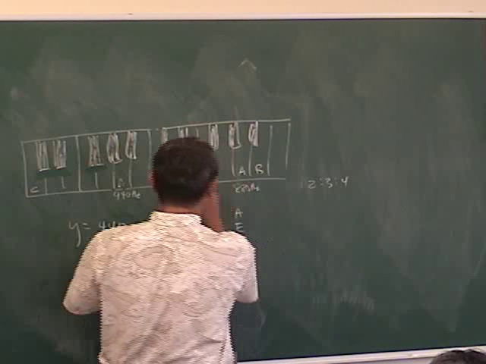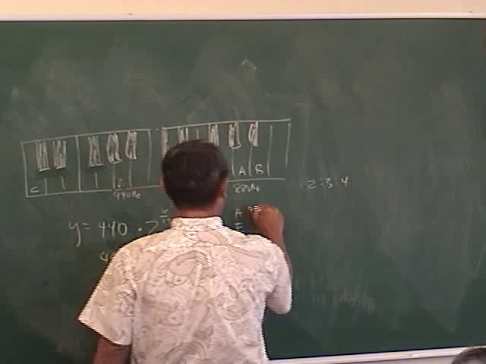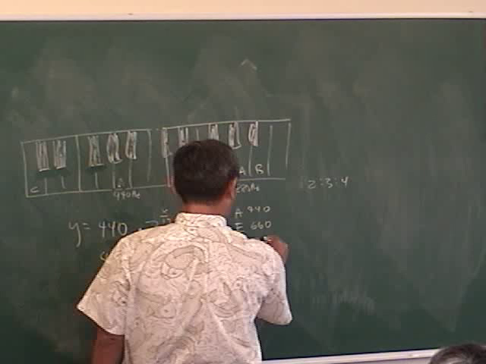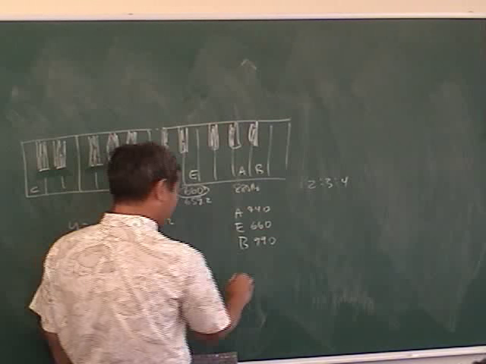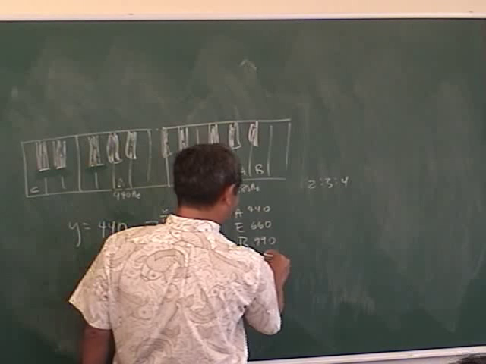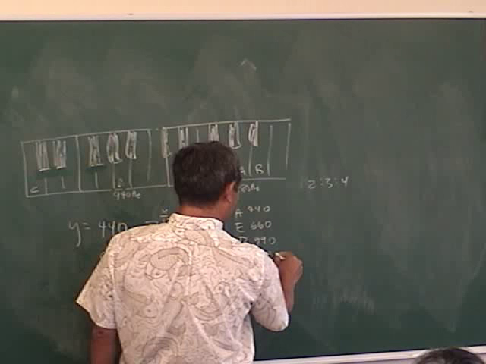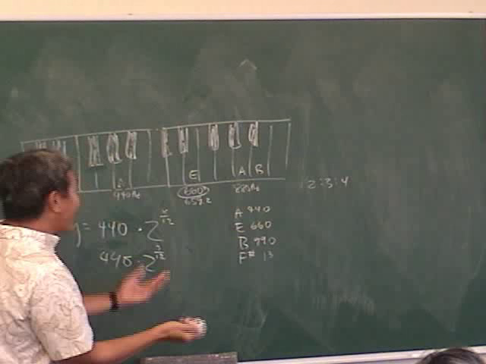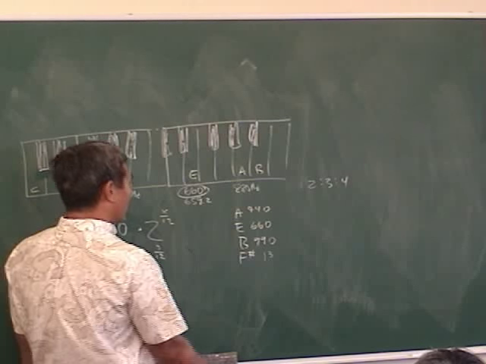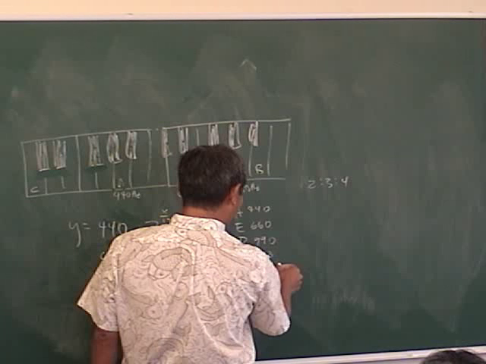So multiply this by 1.5. So this is 440, this is 660, and then the B is 990. Okay, what's a major fifth above that? F sharp. 1480. So what's that times 1.5? Just take half of it and add it. 1480, what's half of this? 740, so add 740 to it.